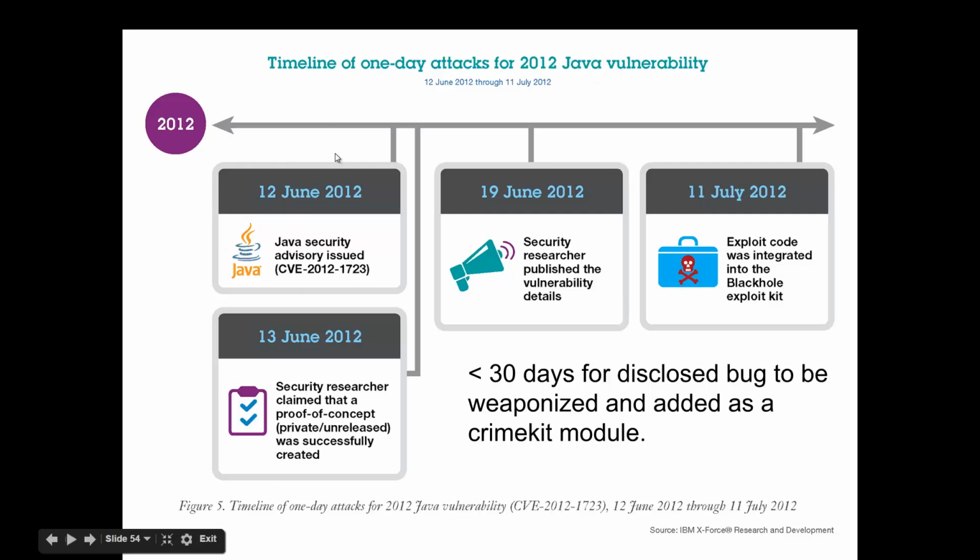Well, they get released in an advisory released by Java, and less than a day later, a security researcher has reverse engineered the patch and has built a proof of concept to exploit the vulnerability described in the security advisory. And typically, they found in less than 30 days, you'll see a weaponized version of this bug, or a weaponized exploit rather, added to the latest CrimeKit module, which has a number of exploits.